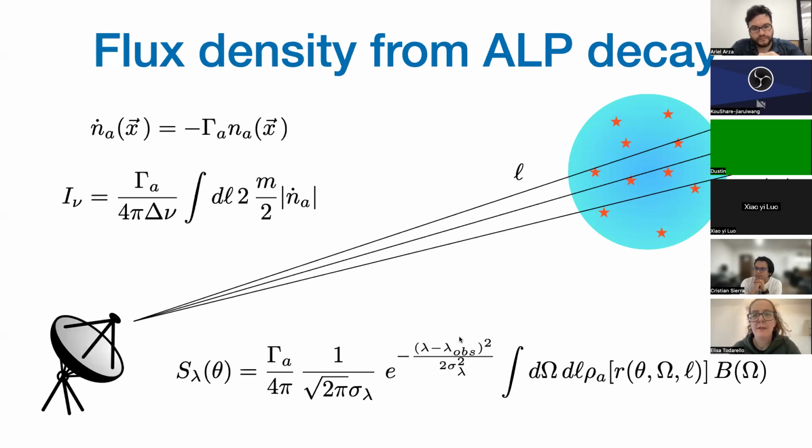Here we have some detector response. This is basically the spectral resolution of the detector. And then we need to integrate the dark matter density multiplied by the telescope beam along the line of sight and along the solid angle of the beam. And this is the flux density that we expect to observe for a given axion mass and for a given coupling to photons.